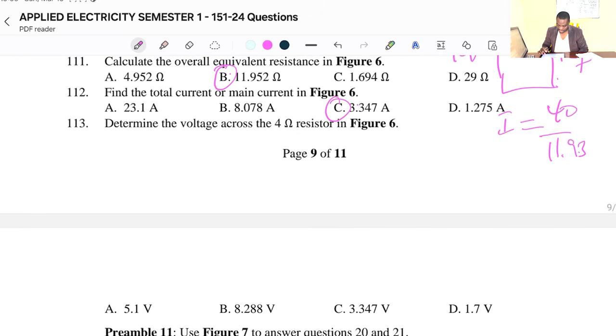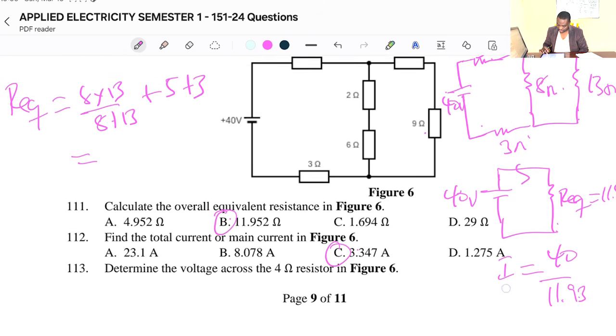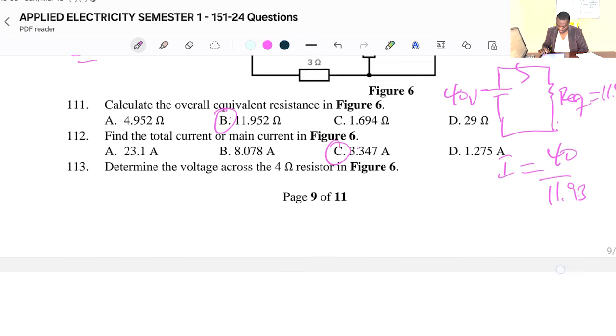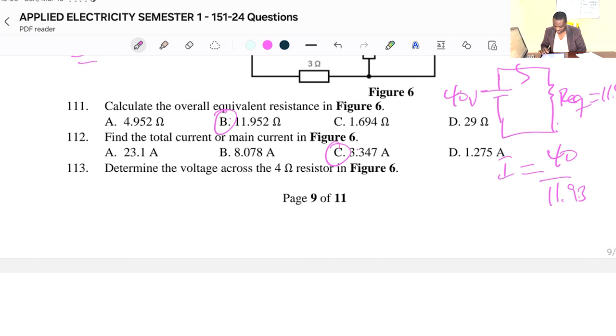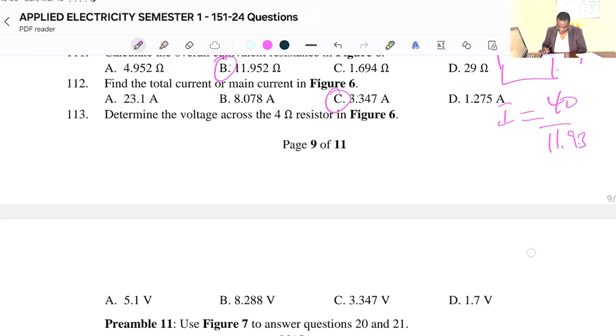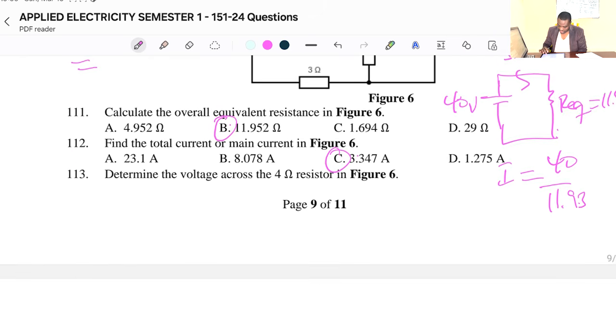Determine the voltage across the 4 ohms resistor. So we have a 4 ohm resistor here. To find this, I have to get the current, right? So that current is 3.347, I mean the main current. To find the voltage across the 4 ohms, I have to get the current passing through the 4 ohms, and that current will be, let's say, I2.